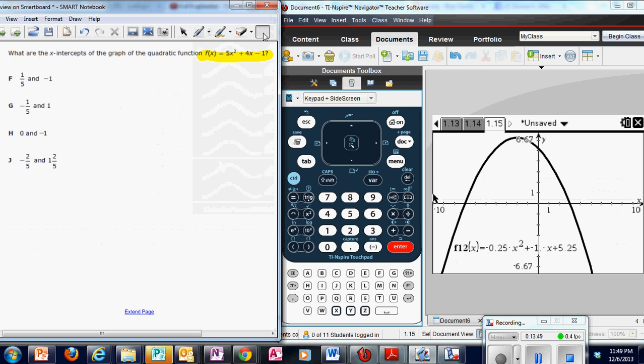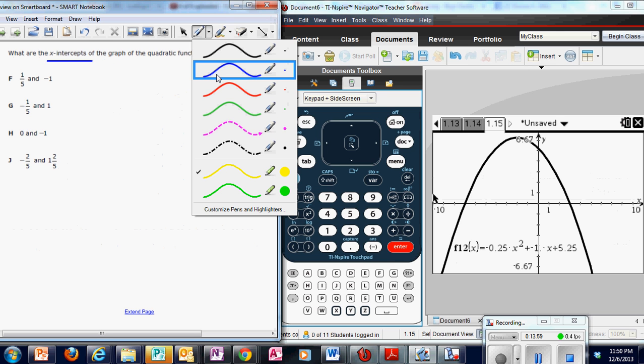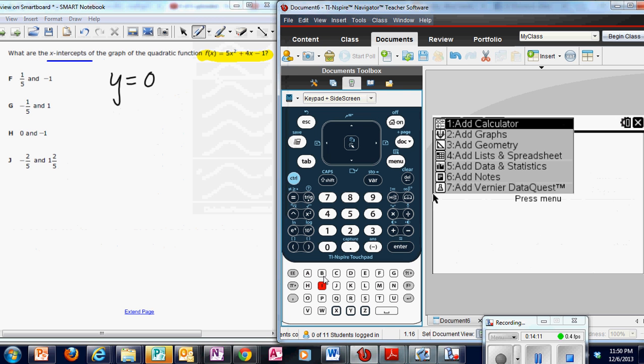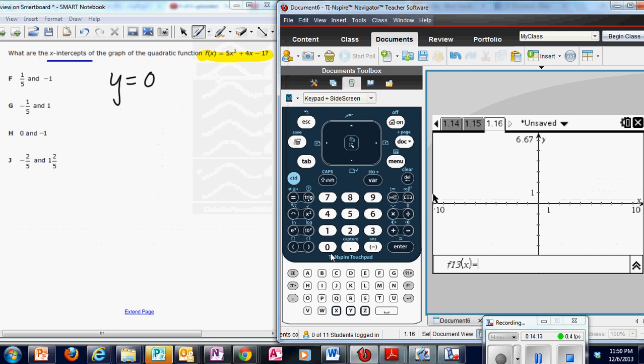So I want the x-intercepts. The x-intercepts we need to know are when y equals 0. So what is x when y equals 0? So again, we're going to put it in the graph. Control I, 2 for a graph, type your equation.